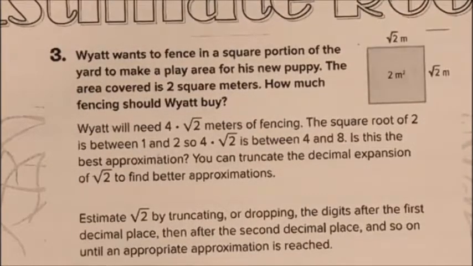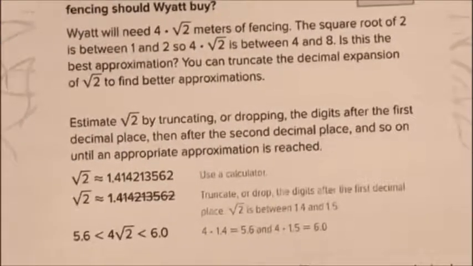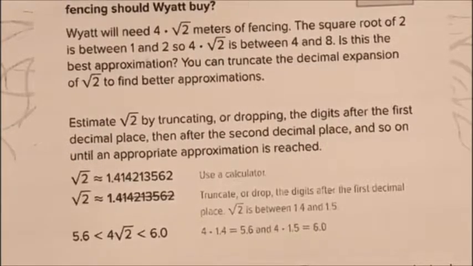The square root of 2 is between 1 and 2, so 4 times the square root of 2 is between 4 and 8. Is this the best approximation? You can truncate the decimal expansion of the square root of 2 to find better approximations. So, estimate the square root of 2 by truncating, which just means to stop, okay? So, dropping the digits after the first decimal place, then after the second decimal place, and so on until an appropriate approximation is reached.